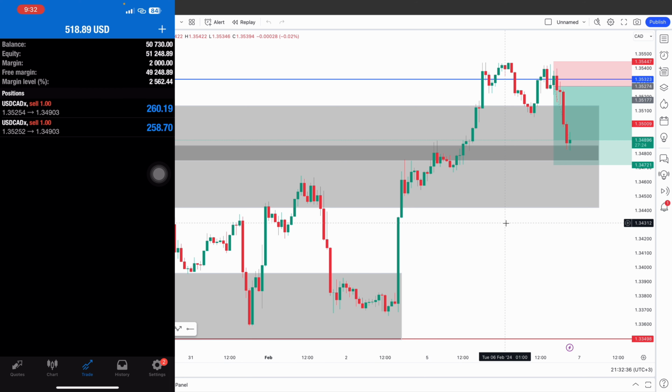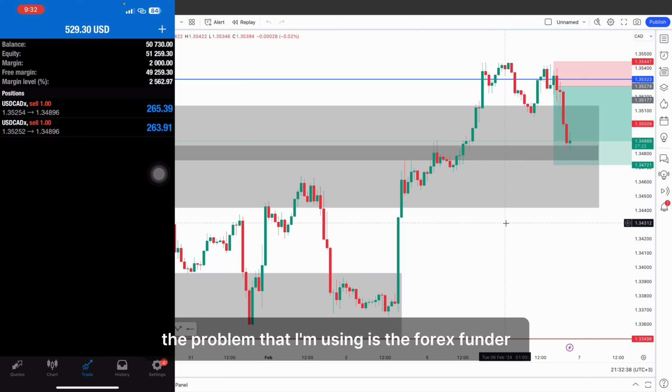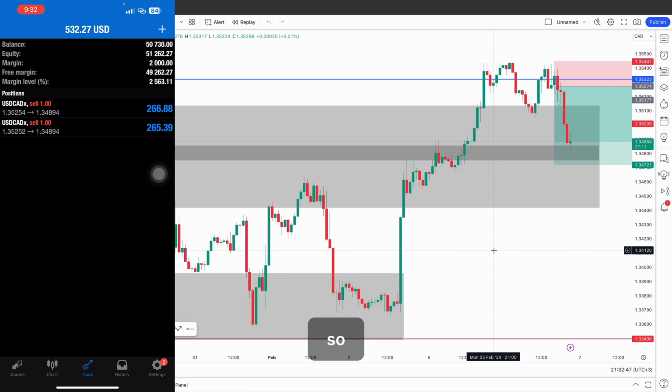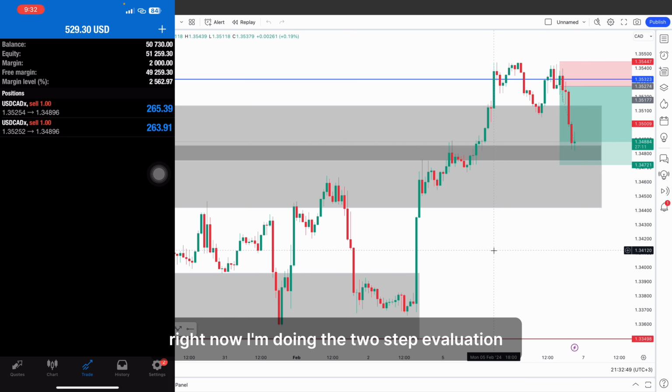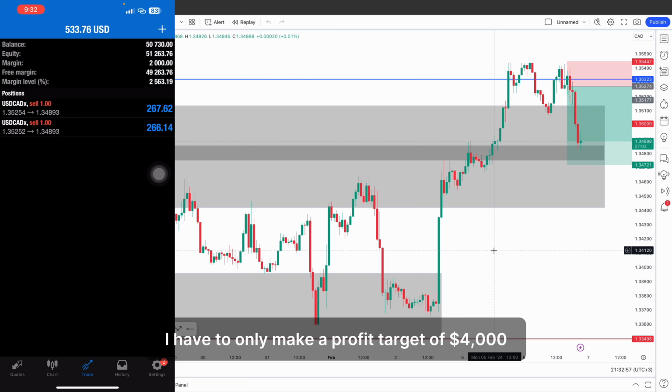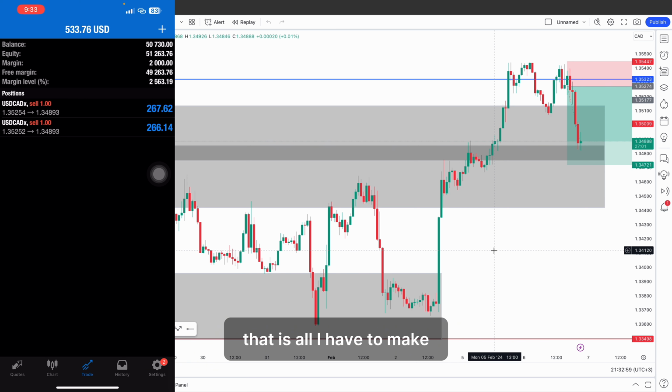So the platform that I'm using is Forex Funder. Forex Funder offers 3 account types: the 1-step challenge, the 2-step challenge, and the rapid evaluation. Right now I'm doing the 2-step evaluation, which most of you know is very hard, but this is what I recommend for most beginner traders. On this account, I only have to make a profit target of $4,000. That is all I have to make.